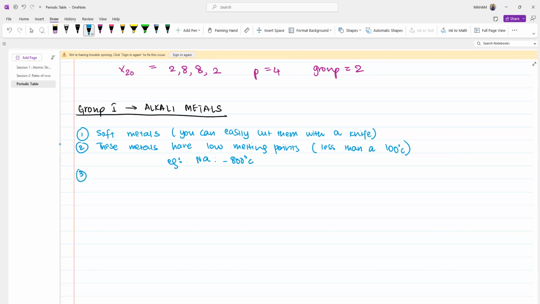Point number 3 is these metals are highly reactive. Now, these metals are so reactive that you cannot keep them in open air. They're probably going to react with air as well. So what we do with group 1 metals is we store them in oil. Oil stops them from reacting with the air. These metals also, since they react very readily with the air, react very readily with cold water.